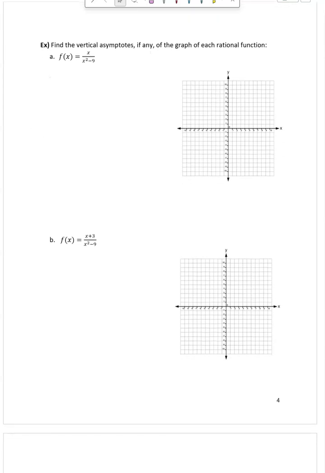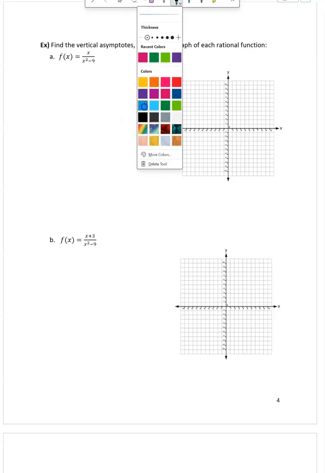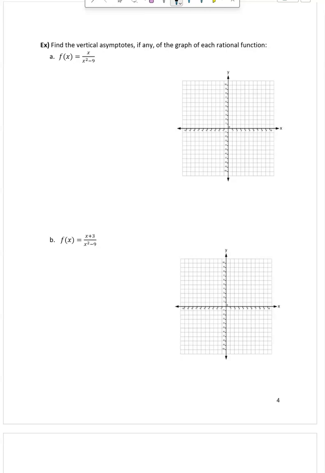Okay, we're going to find the VAs, if any, and graph them on the Cartesian plane. So the first one is x over x squared minus 9. We know that the VA is always from the denominator, right? So we're going to set the denominator equal to 0 and solve.